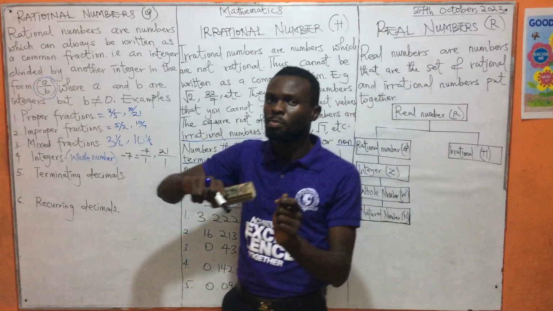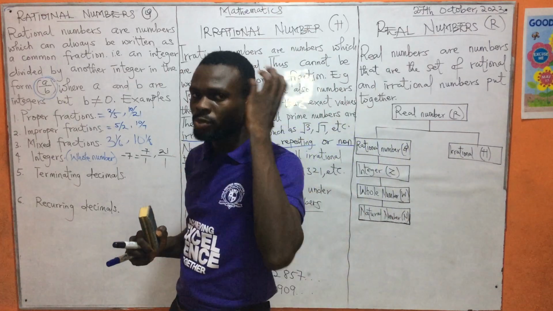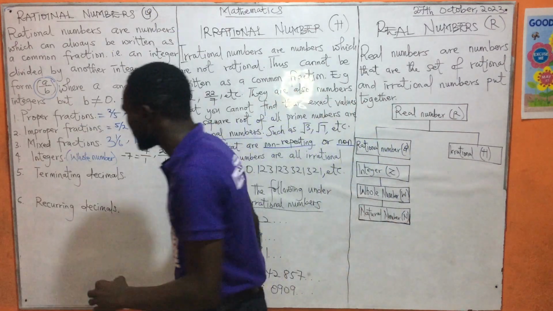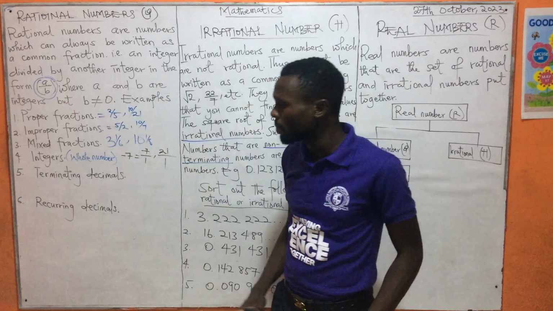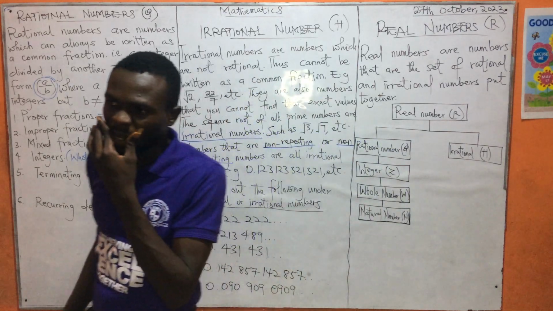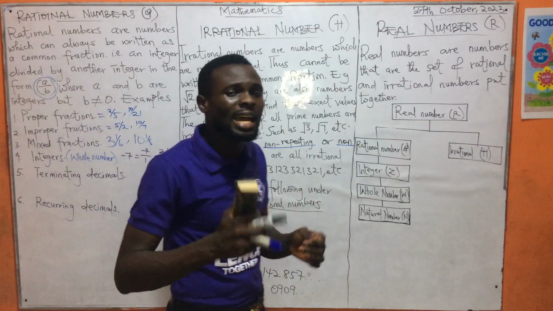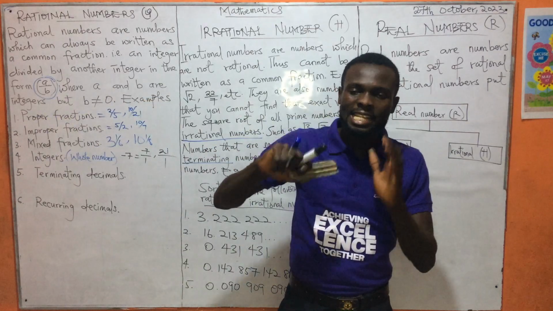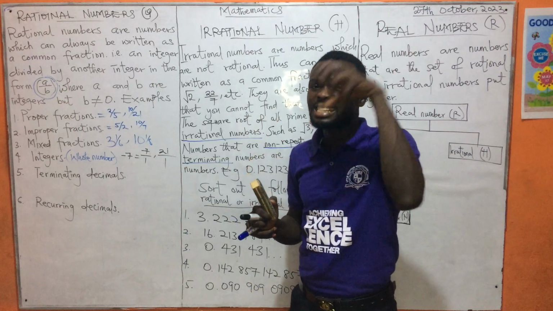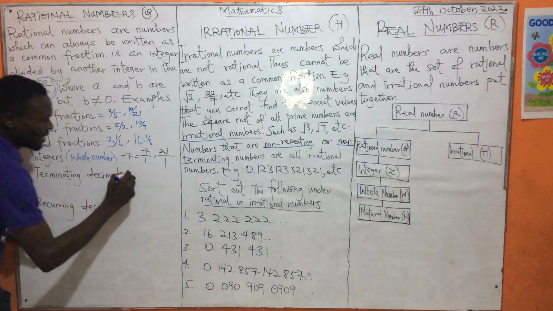Whole numbers start from 0. Let's take good note of that. So we have 0, 1, 2, 3, 4, and it keeps going. Then we also have another example of a rational number, which is terminating decimals. Terminating decimals are decimals that have an end. If the decimal has an end, then we say that this decimal is a terminating decimal. An example is 0.5.